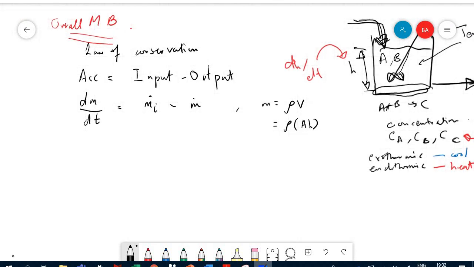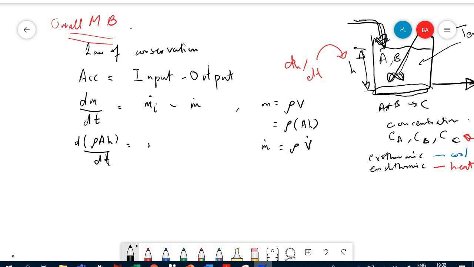Okay, beautiful. So I'm going to substitute here. That is rho A height by dt is equal to mass flow rate in. Rather than writing that directly, if mass is equal to density into volume, which means mass flow rate is equal to density into volumetric flow rate. Beautiful. That is exactly the equation at the top here.